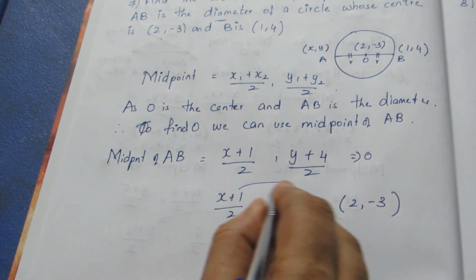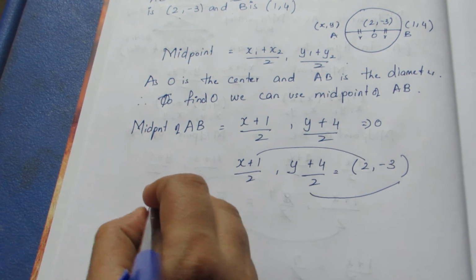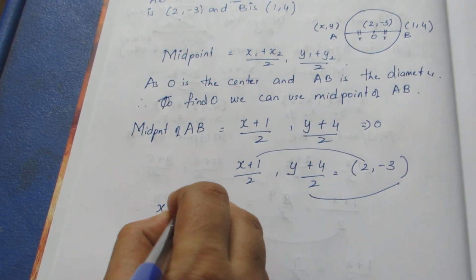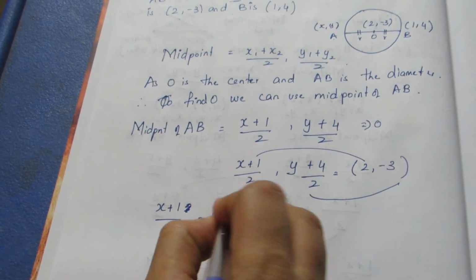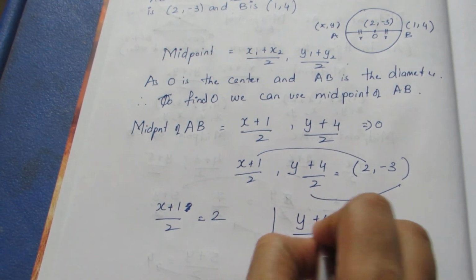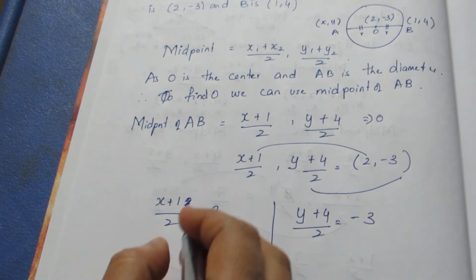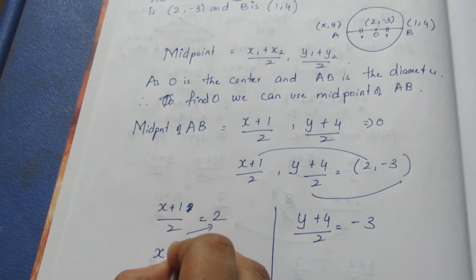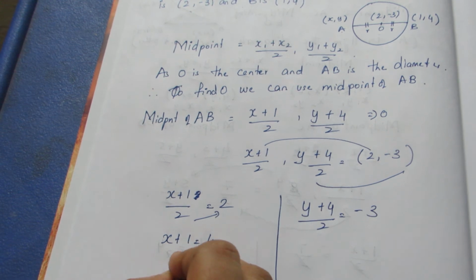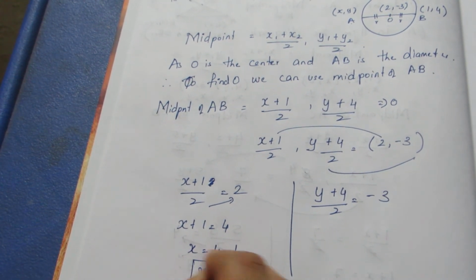So first one will always be equal to the first one, second one will be equal to the second one. You can write it separately. (x plus 1) by 2 is equal to 2 and (y plus 4) by 2 is equal to minus 3. If I bring 2 to this side, it comes as a multiply. So x plus 1 is equal to 4. x will be equal to 4 minus 1. x will be equal to 3.